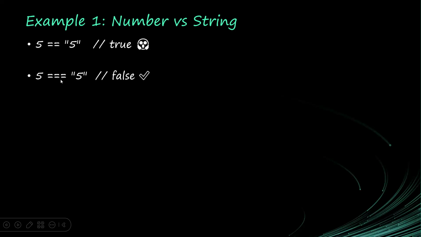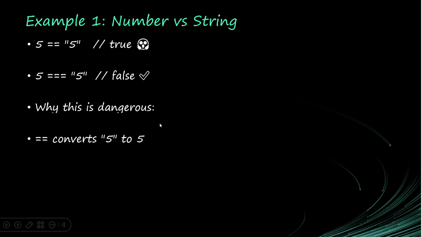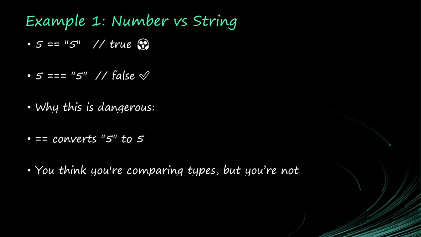But in this case, the strict equal to operator does not do type conversion. So the number 5 is not equal to the string 5. That is why we see false. Okay, so why is this dangerous? The non-strict equal to operator converts the string 5 to the number 5. Do you understand? So you think you're comparing types, but you are not. When you're doing your comparison, you should be comparing both the types and the value.